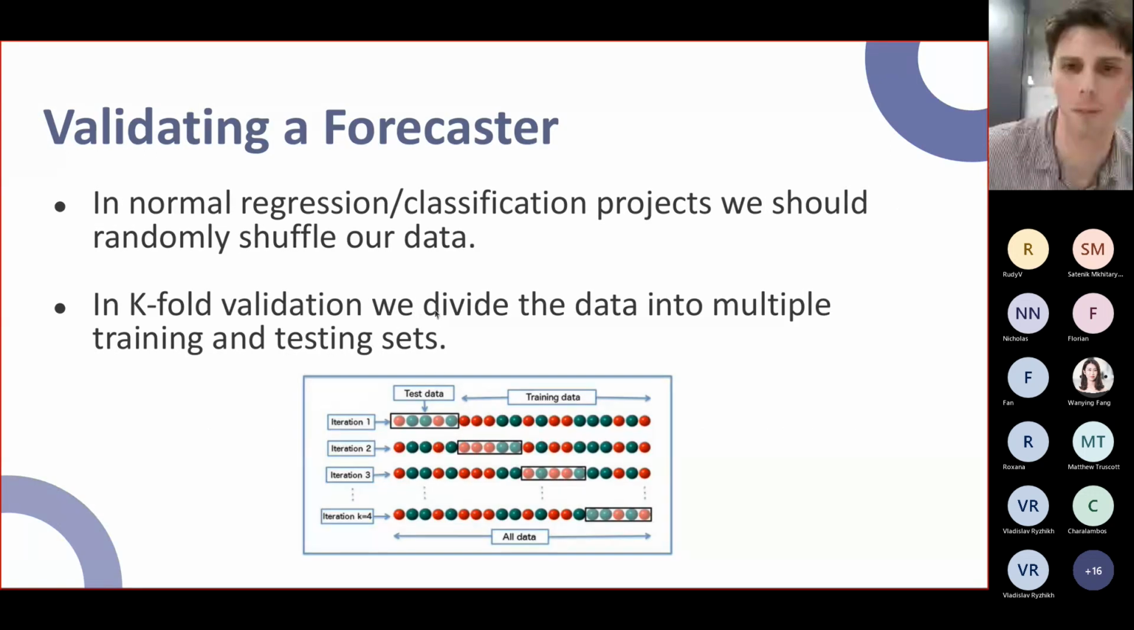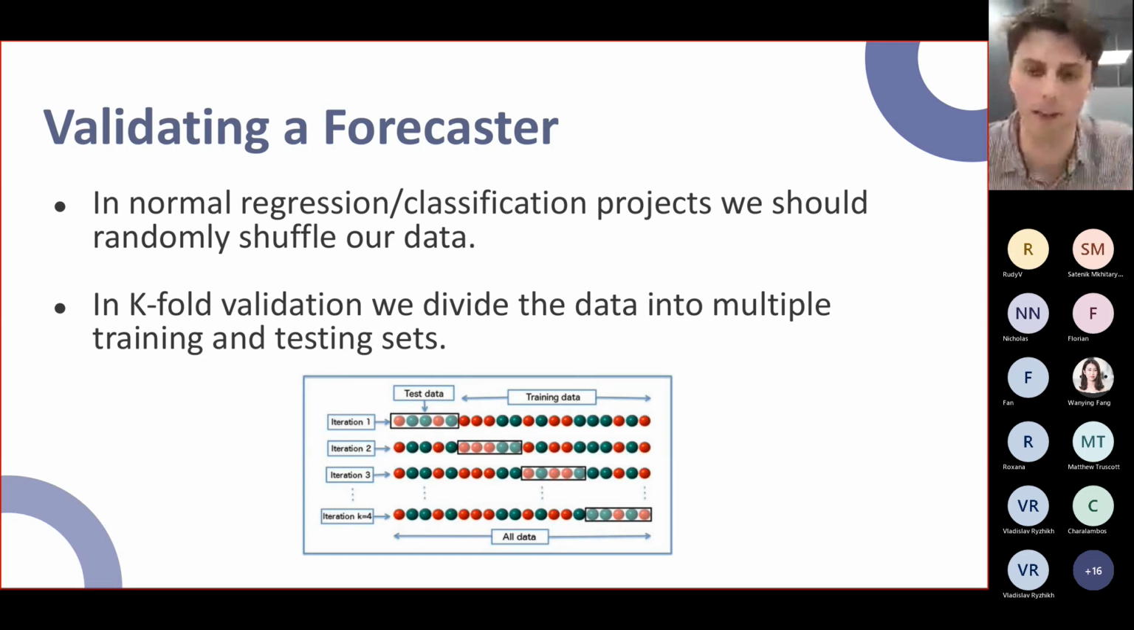But yeah, I think now we can move on a little bit to talk about how you would validate a forecaster and how you avoid some common pitfalls that occur with time series data. So first of all, in a normal kind of regression or classification project, you would expect to randomly shuffle your data set to eliminate any kind of bias and produce fair samples for training and testing. And then in, say, k-fold validation, you would divide the data set into multiple training and testing sets where you don't really care if the training data comes from after the testing data or from before, because there's no concept of time in all these examples.